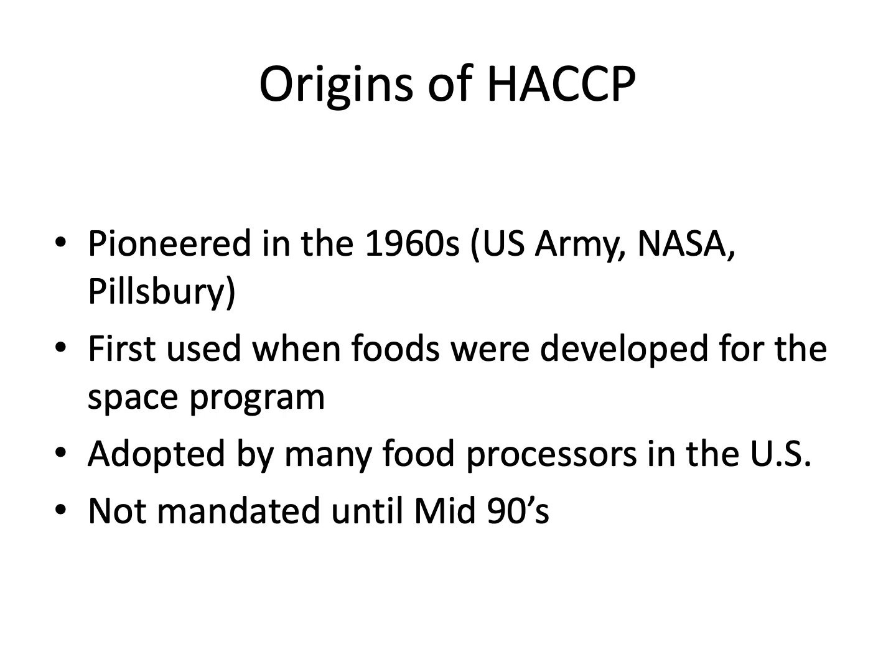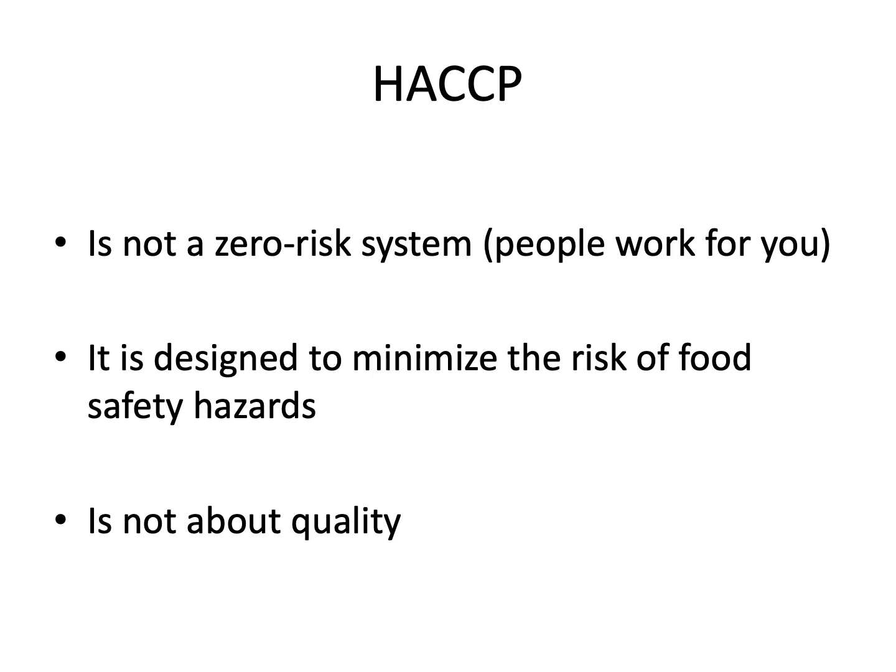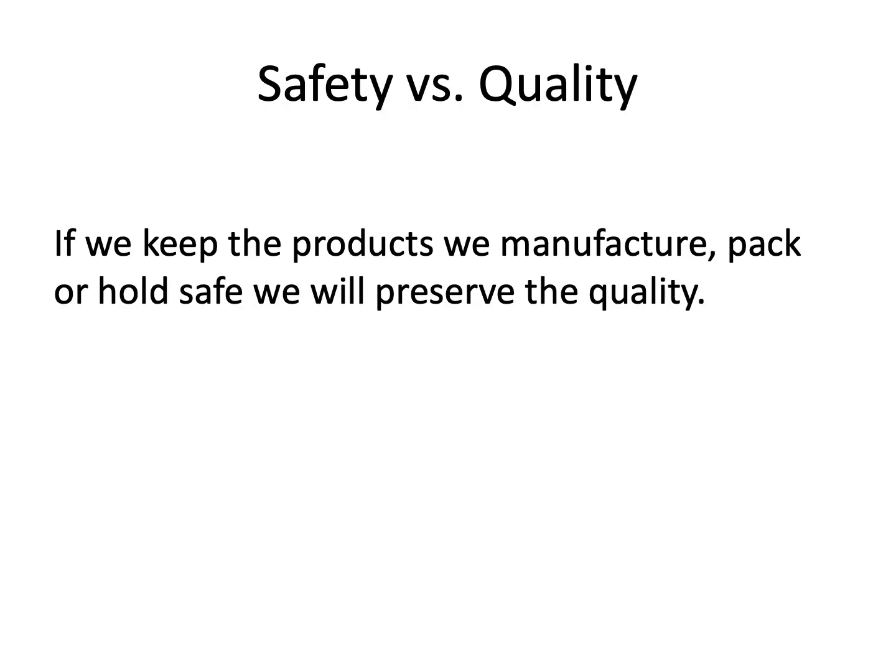Adopted by many food processors in the early 70s and used by the FDA on early inspections of processing facilities, it wasn't mandated until the mid-90s. HACCP is not a zero-risk system. HACCP is designed to minimize the risk of food safety hazards. HACCP is not about quality. If we keep products safe, we will preserve the quality.